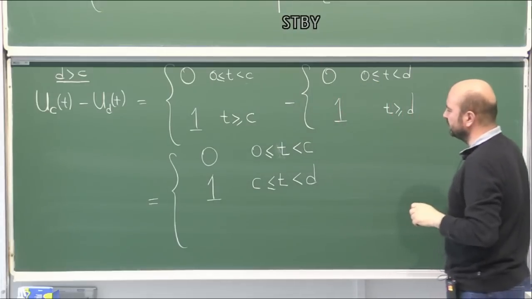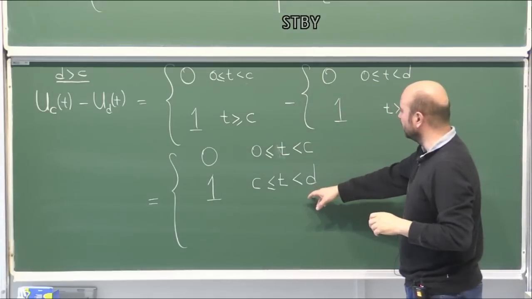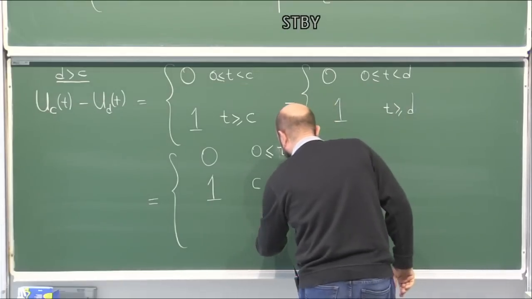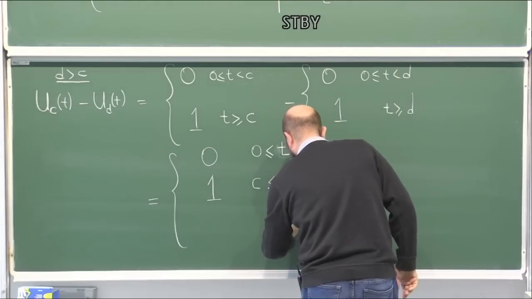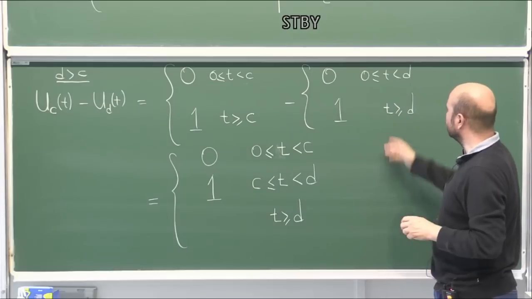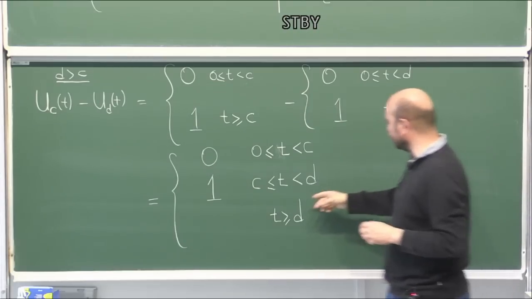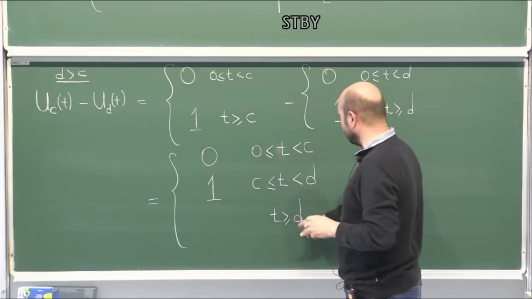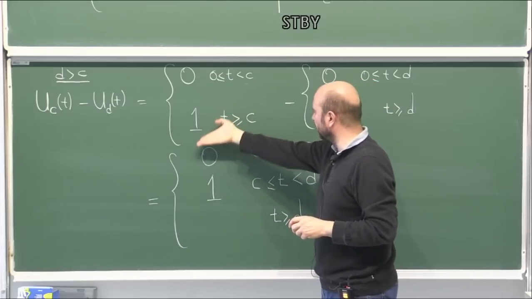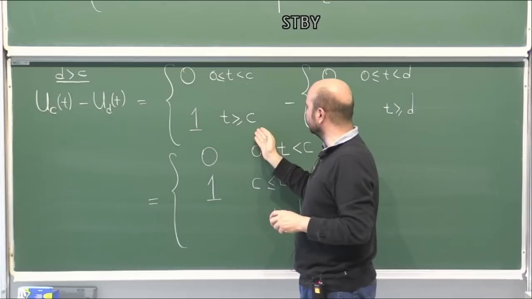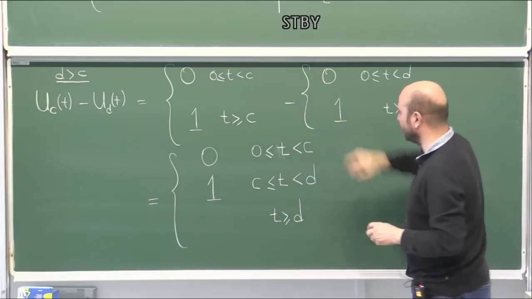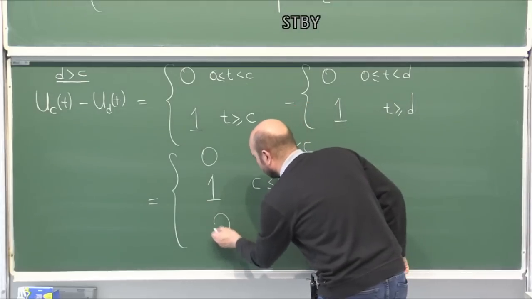Now, what happens when we reach d? When you pass d, you automatically pass c. So when you pass c and d, what do we understand? Since you are automatically after c, we have 1 here, and also we have 1 here. When you subtract them, you get 0.